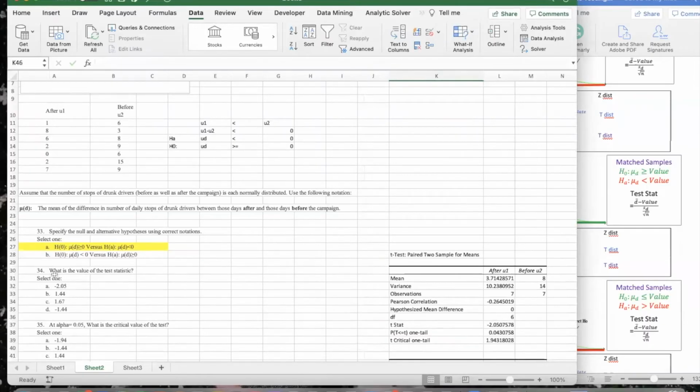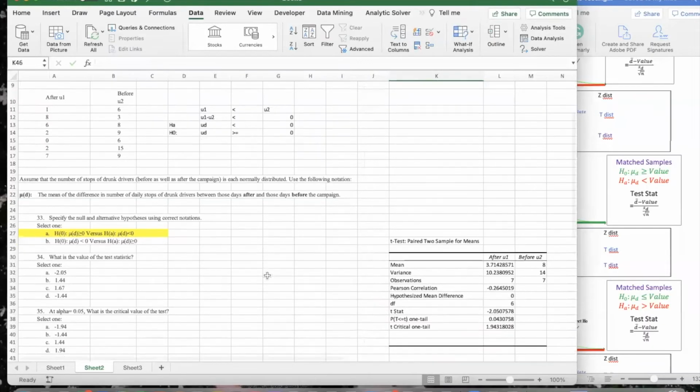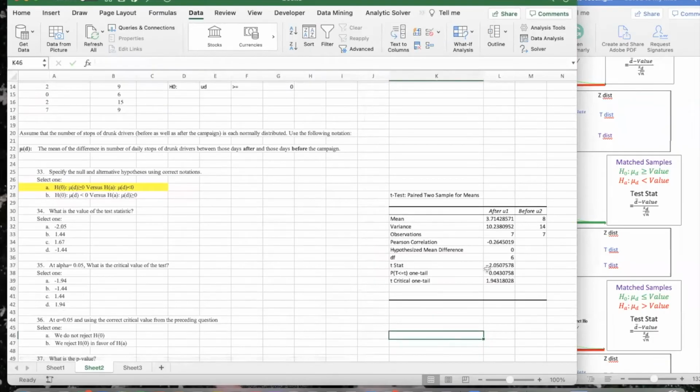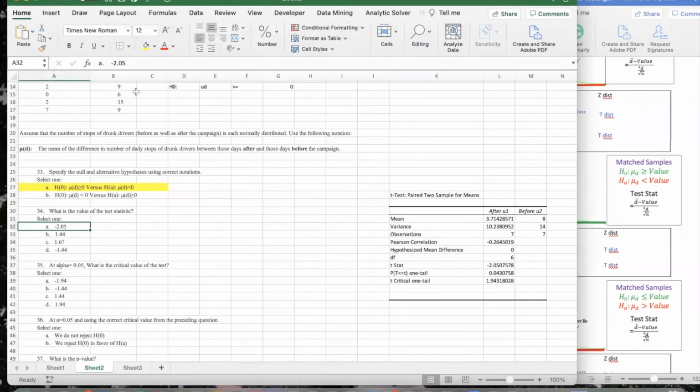So 34 is asking, what is the value of the test statistic? The test statistic is right here, negative 2.05. So the answer is A. There we go.